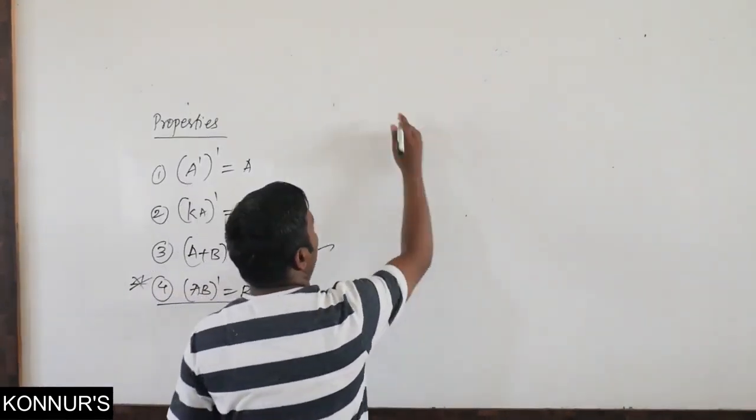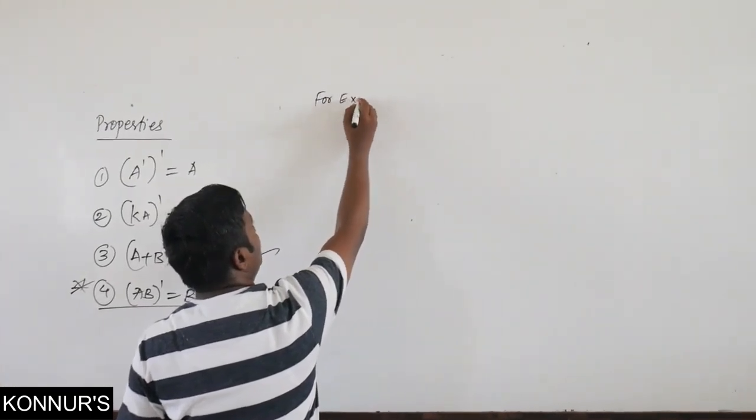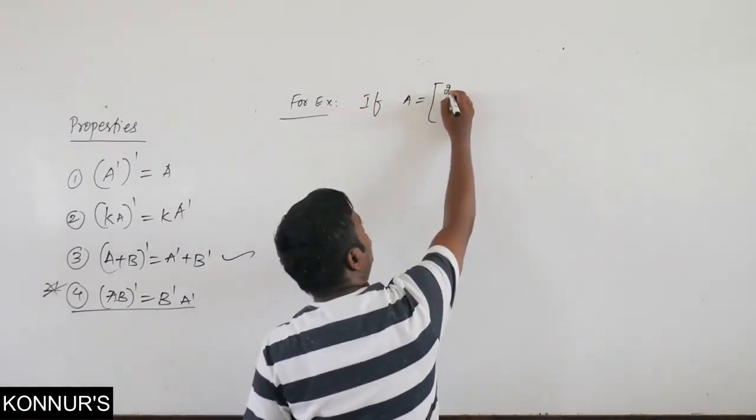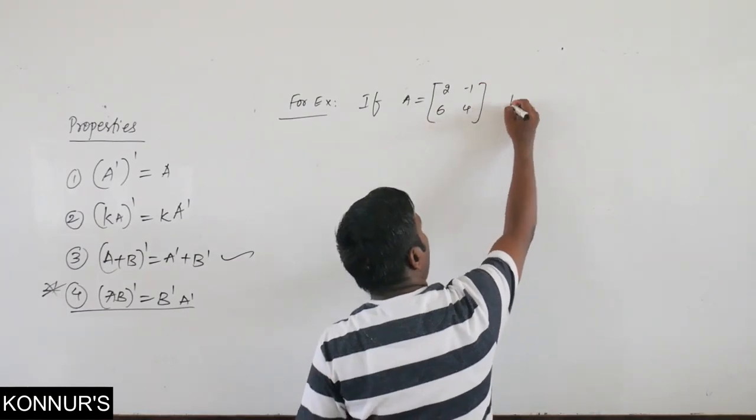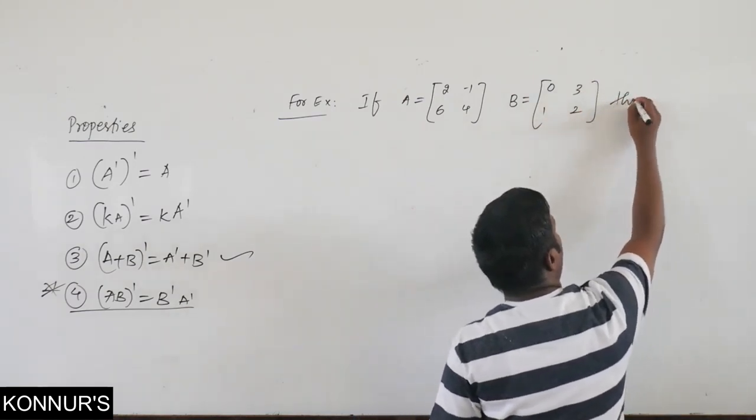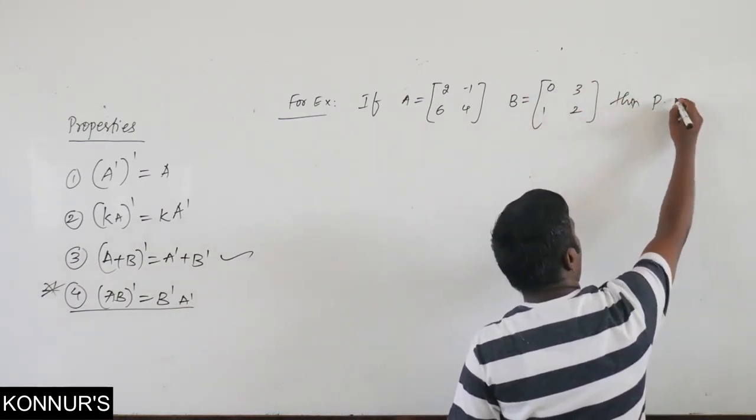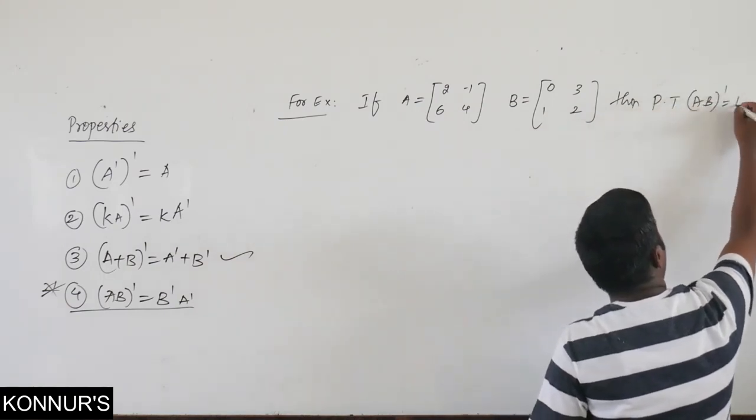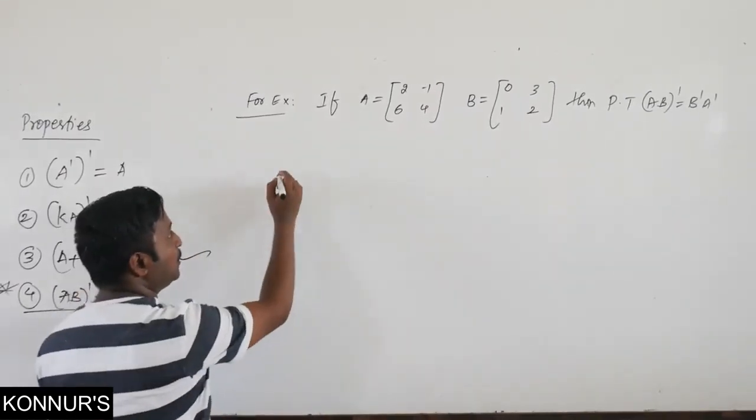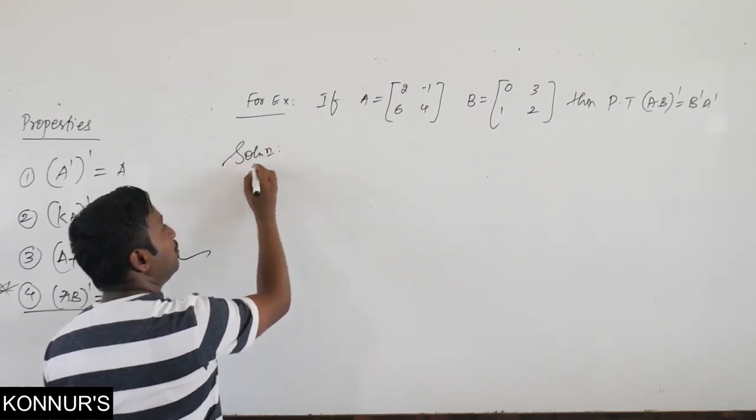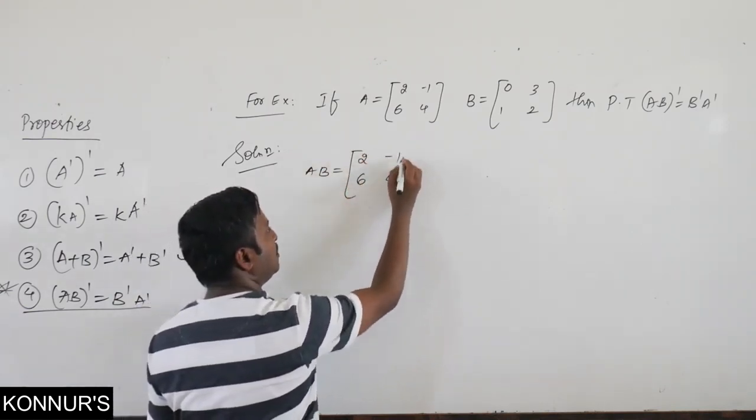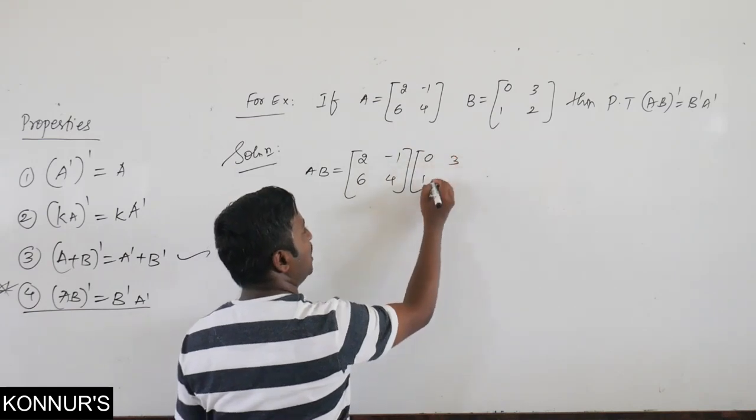Let me take one more example. They may ask: if A is equal to 2, minus 1, 6, 4, and B is equal to 0, 3, 1, 2, then prove that or verify AB whole dash is equal to B dash A dash. What will I do? Matrix multiplication: I will write the A matrix, 2, minus 1, 6, 4, and the B matrix as it is.